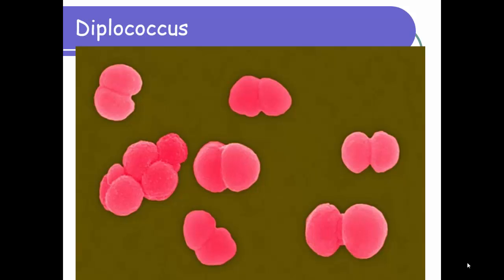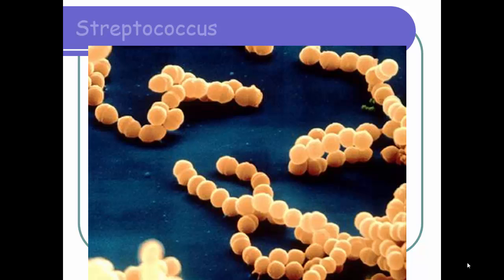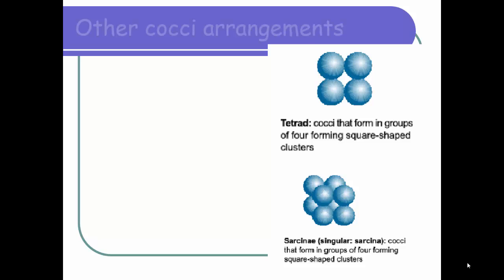Here's an example of Diplococcus. Now you may say this group here looks more like a Staphylococcus, which may be true, but the majority of the arrangements is Diplo. Here you have the Staphylococci, and it's nice that they actually colored these purple so they look more like grapes in a cluster. Here's streptococci, which you can actually see are just like long chains of pearls along a pearl necklace.